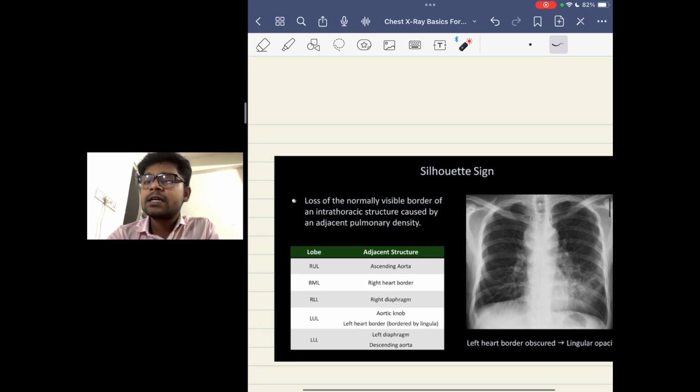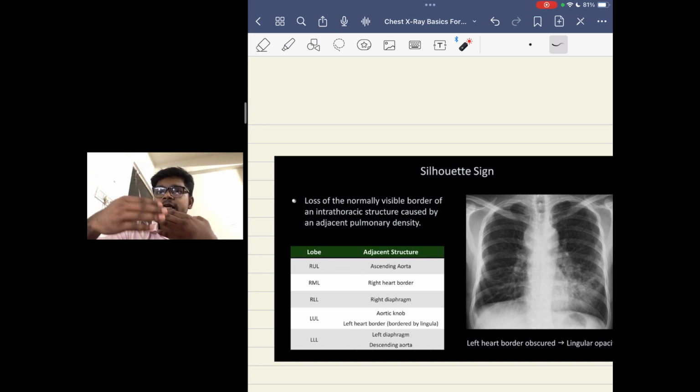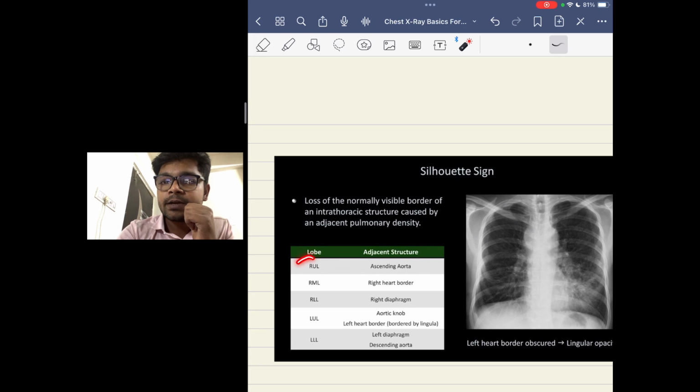The silhouette sign is the loss of the normally visible border of an intrathoracic structure caused by an adjacent pulmonary density. So if a structure overlies another structure, you cannot see the posterior structure. That is the basic concept. So if an opacity is there in the right upper lobe, you cannot see this ascending aorta. This is the ascending aorta. This is the aortic arch. You cannot see this part, right? That is the right upper lobe.